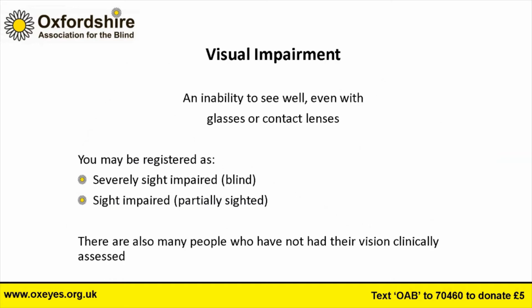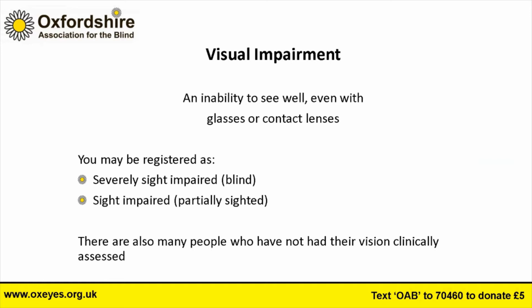Okay, so we're going to talk now about what visual impairment is. Visual impairment is defined really as an inability to see well, even with glasses or contact lenses. So even if somebody's had their vision corrected and they can still see okay, they can still see down a particular area on the eye chart, that's not necessarily classed as visual impairment, it's just corrected vision.